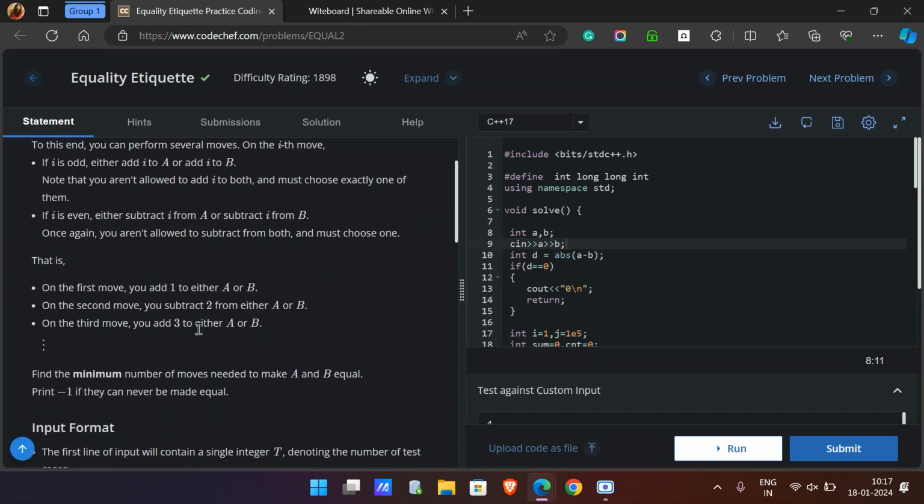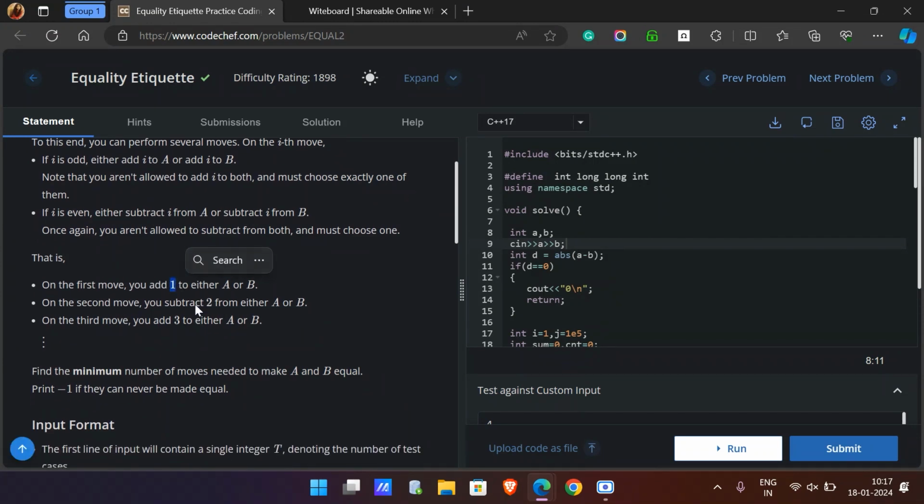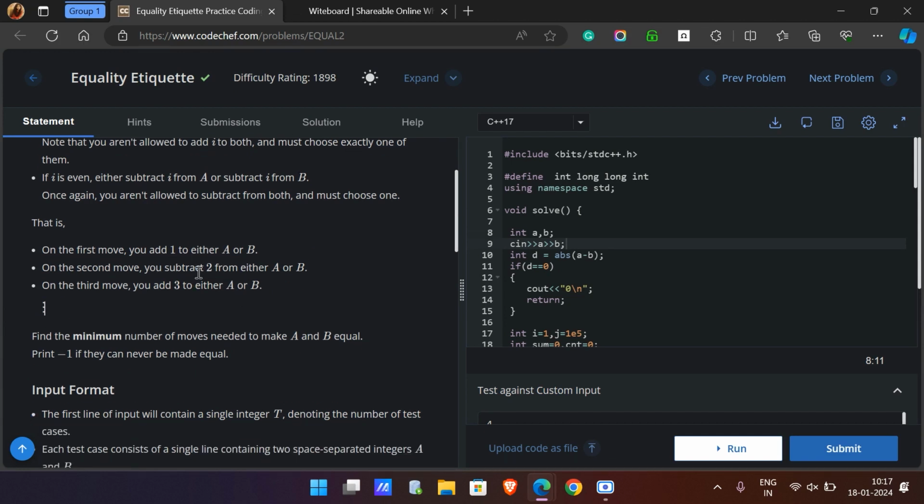Like on the first move, you have to add 1. On the second move, you can subtract 2 from either of them, either from a or from b. In the third move, you will be adding plus 3, and in the fourth move minus 4, and in the fifth move plus 5, and so on and so forth. You can apply those operations on either a or b.